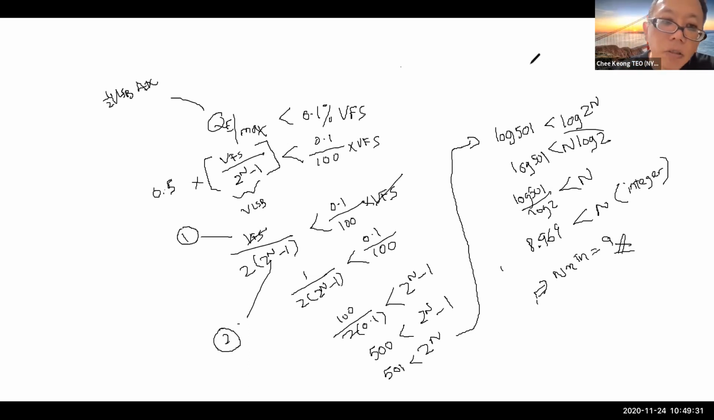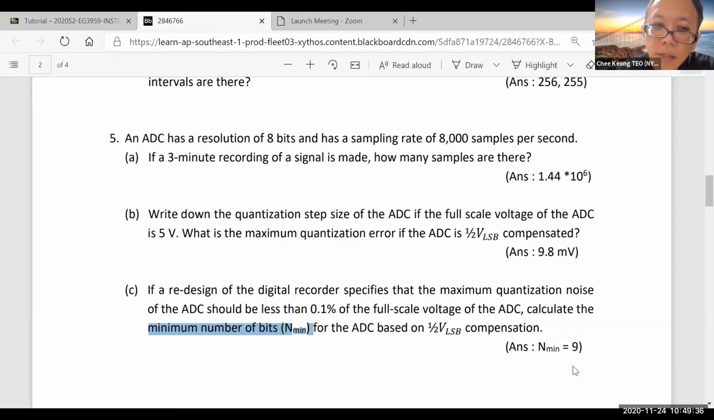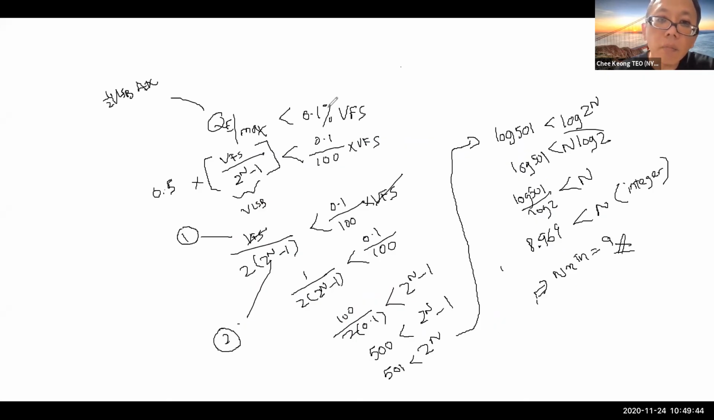So let's check the solution again. n equals 9. So this is the answer. Okay, I will put up the solution again, then you all can screenshot if you like. I move this up. Okay, clear? So this is 5C, right? Yes, it is. So I put 5C over here. Okay, you can screenshot this if you like.